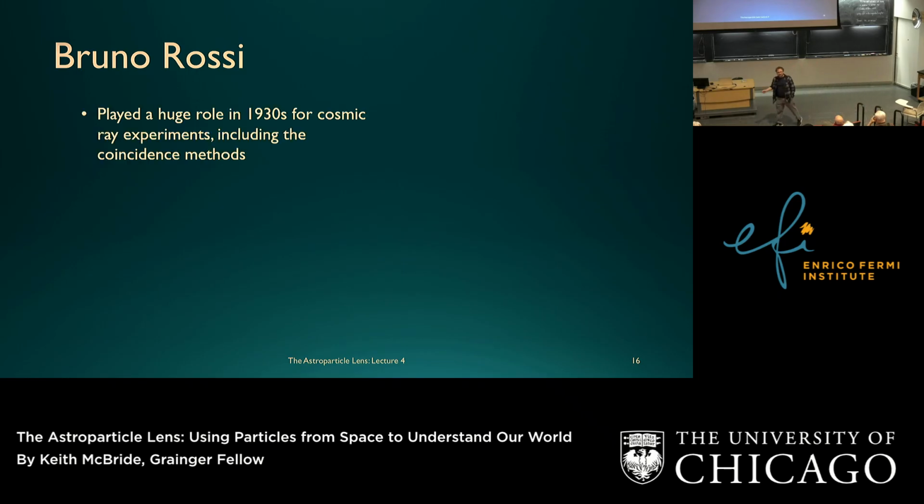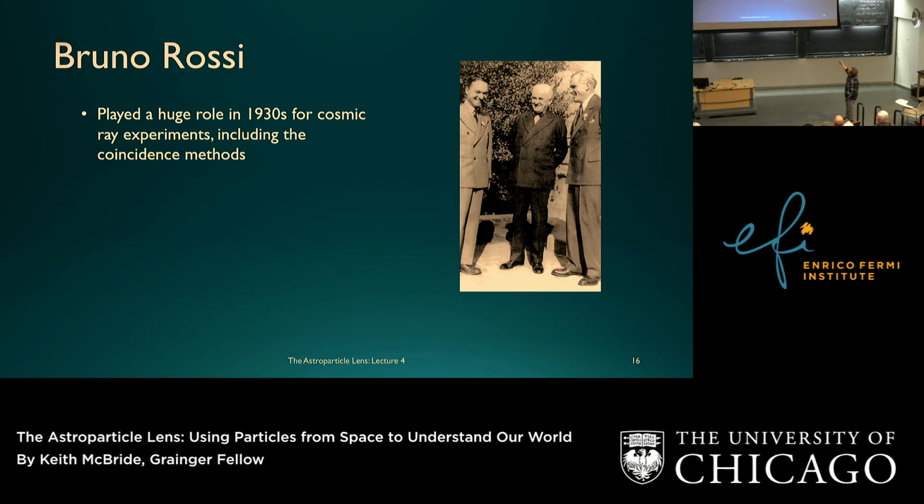So he actually played a huge role in the 1930s with different cosmic ray experiments, including this coincidence method. So here he is talking to Robert Millikan, and you guessed it, Arthur Compton. So he was invited, so I said his name, 4th lecture in a row, if anyone was keeping track and placing bets. So those of you who said 3, you don't win.